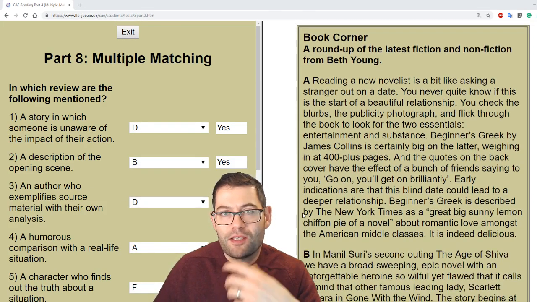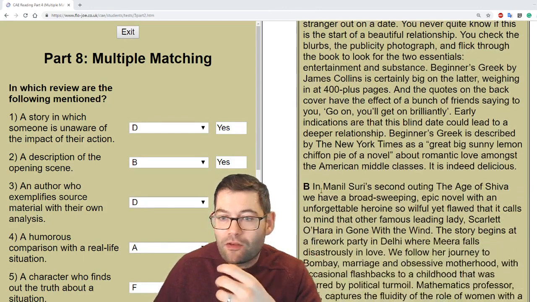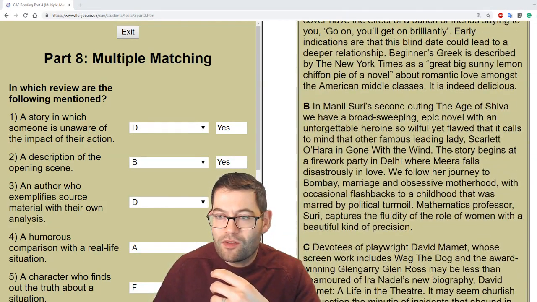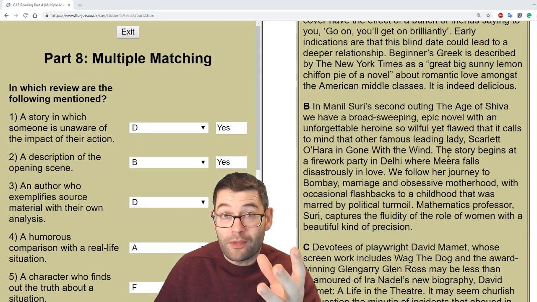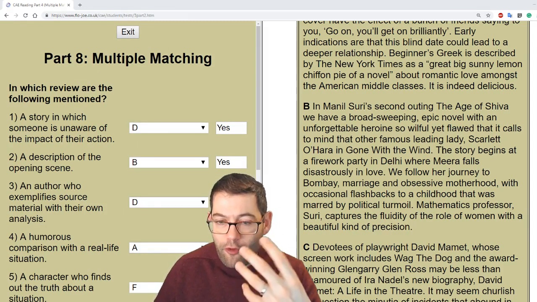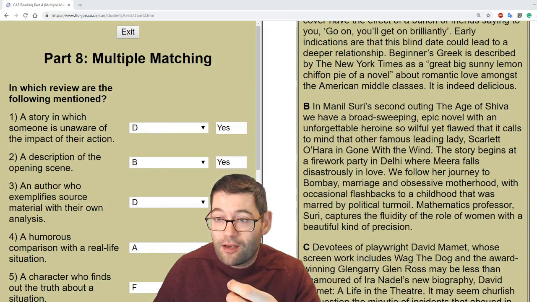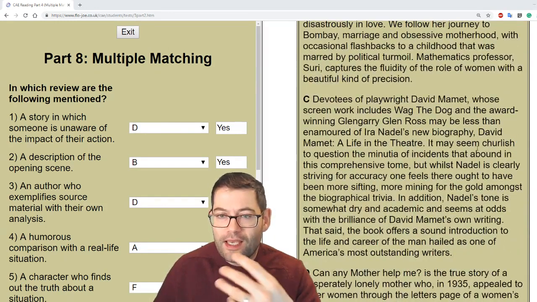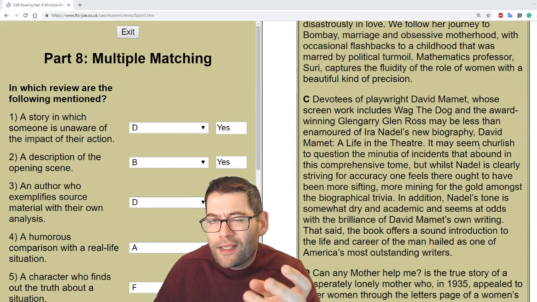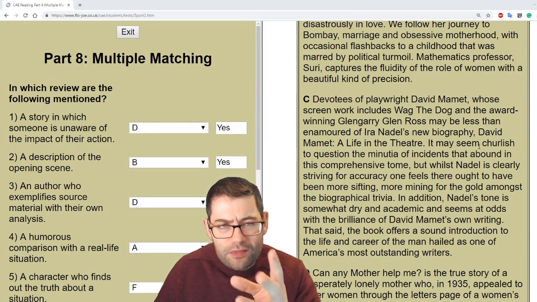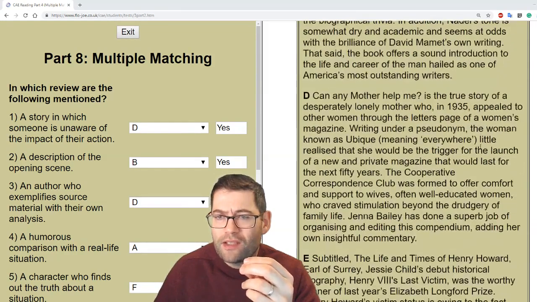for A, it's some kind of middle-class love story in New York. For B, it's going to be a story, I think from India, if I'm correct, about a heroine, something like Scarlett O'Hara. For C, it's about an American writer, David Mamet, and this is quite negative, quite critical, which is also something that's worth paying attention to.